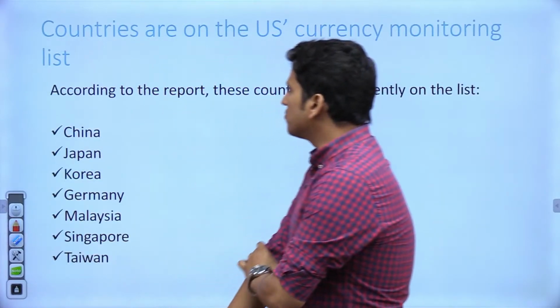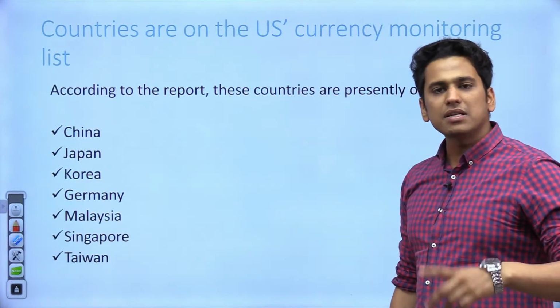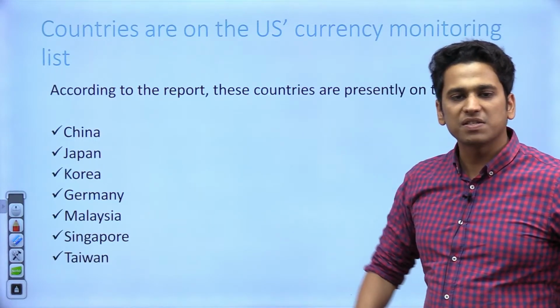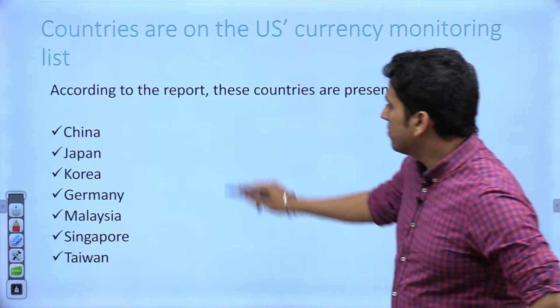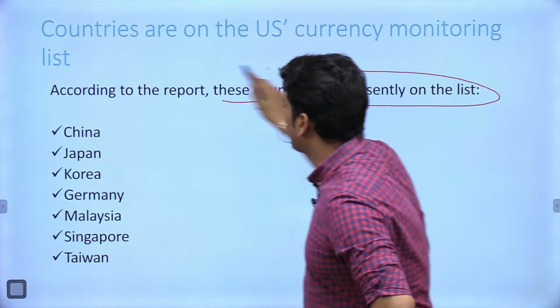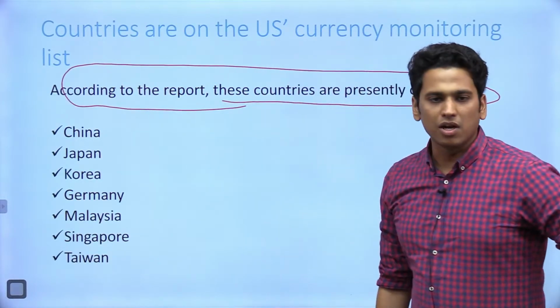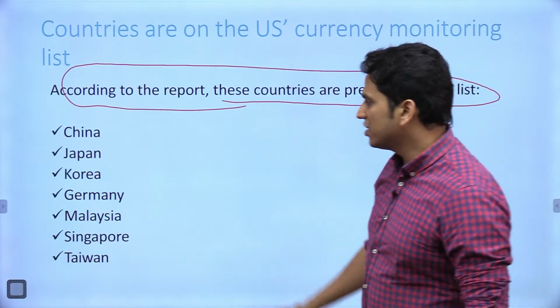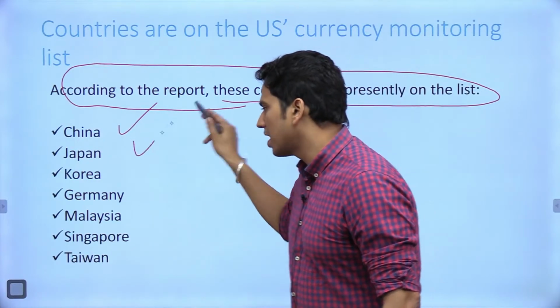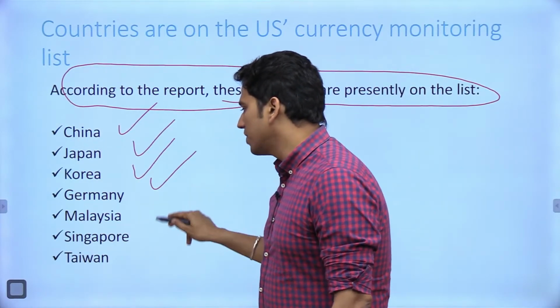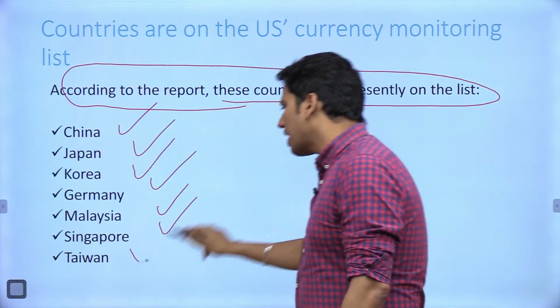Now the question comes very, very important. Which countries are still there on the watch list? Now this becomes very, very important. अभी भी कौन सी कंट्रीज हैं जो स्टिल इस पर्टिकुलर लिस्ट के अंदर इंक्लूडेड है? नो डाउट अबाउट दैट दैट चाइना वुड बी टॉपिंग दिस. जापान, कोरिया, जर्मनी, मलेशिया, सिंगापुर एंड ताइवान.